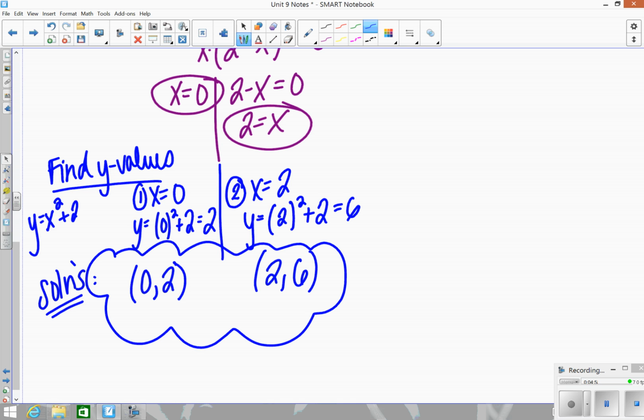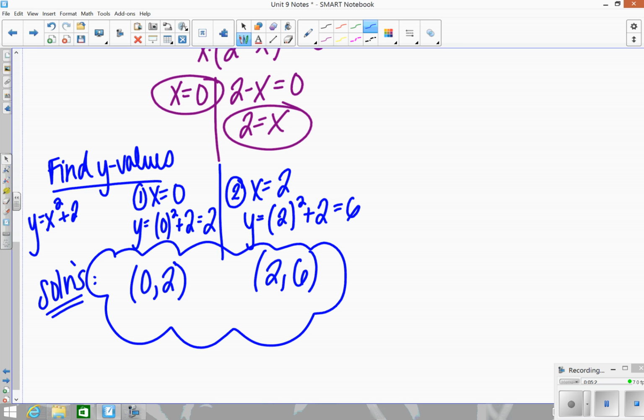One last example here that we're going to do is just another type where we're looking for the solutions in common. Just make sure that whenever you do these, you write your solutions as ordered pairs, or as coordinates, because you have to make sure that you say x equals 0. I can't just say y equals 2 and y equals 6, because it matters.